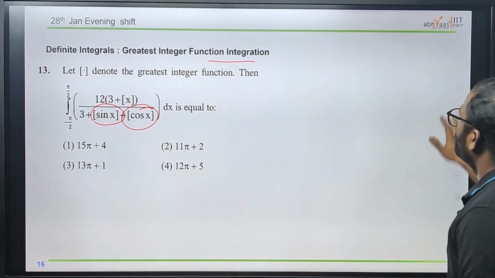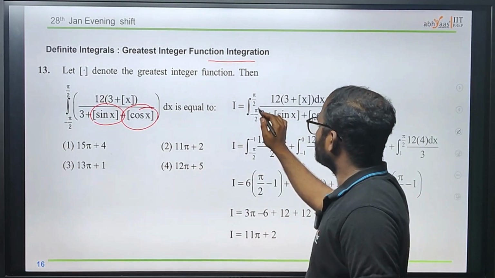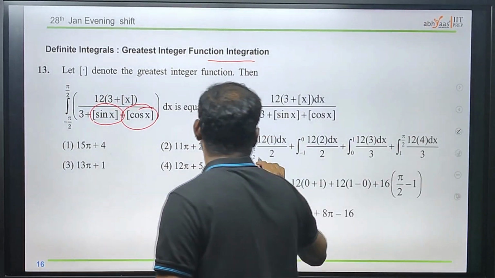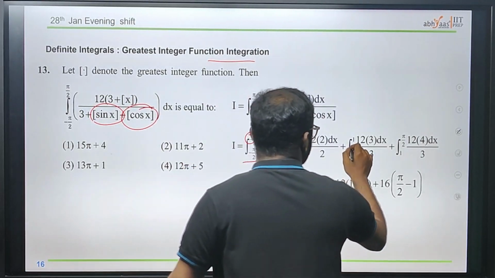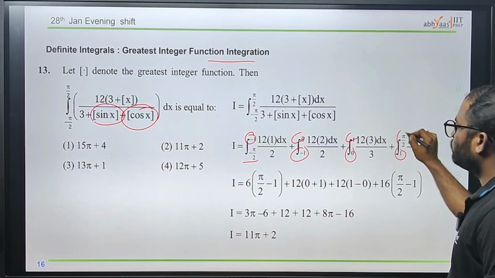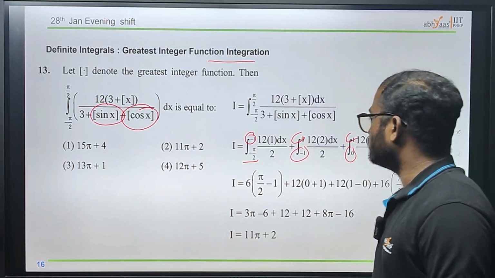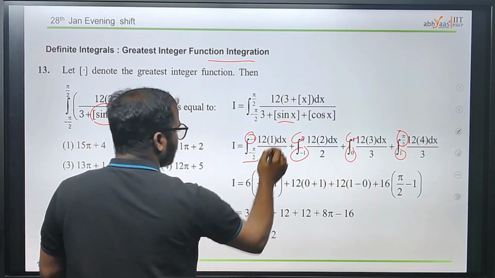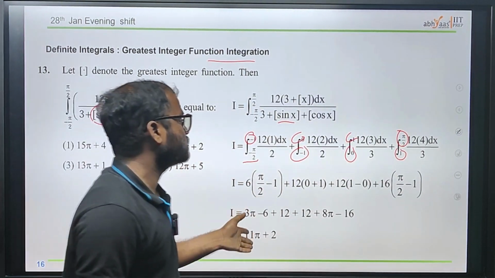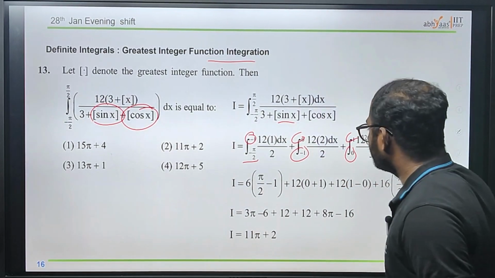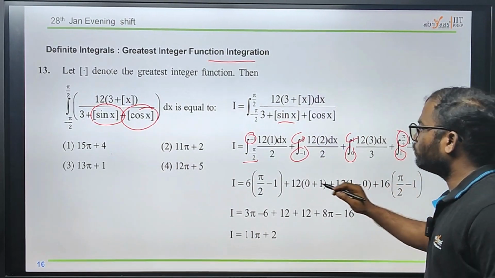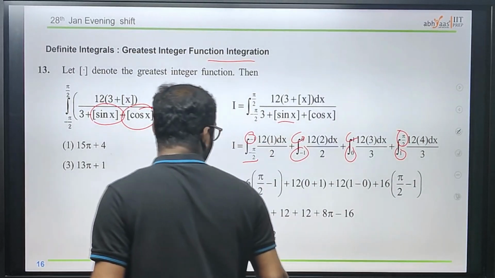Okay, here we have the interval from minus pi by 2 to pi by 2, split as pi by 2 to minus 1, minus 1 to 0, 0 to 1, and 1 to pi by 2. Here sin x is oscillating between 1 and minus 1. For that reason we have taken the range from minus 1 to 1. I hope you understood.